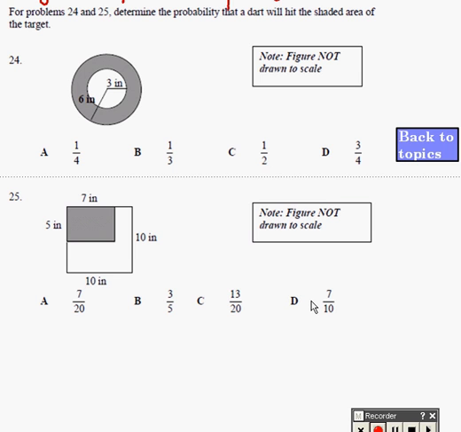In problems 24 and 25, we're asked about determining the probability. And by here, we're talking about geometric probability: the probability that a dart would actually land in the shaded area. So like with all probability, the probability that an event occurs is equal to the number of favorable outcomes divided by the total number of outcomes.